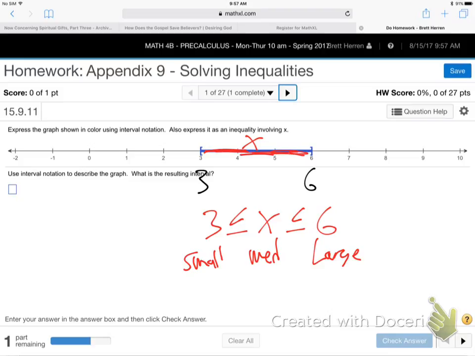The 3 is smaller than the shading. It's left of the shading, and the shading is left of the 6, smaller than the 6. So the x, the shading, is between. That's correct, isn't it? Logically, that's right.